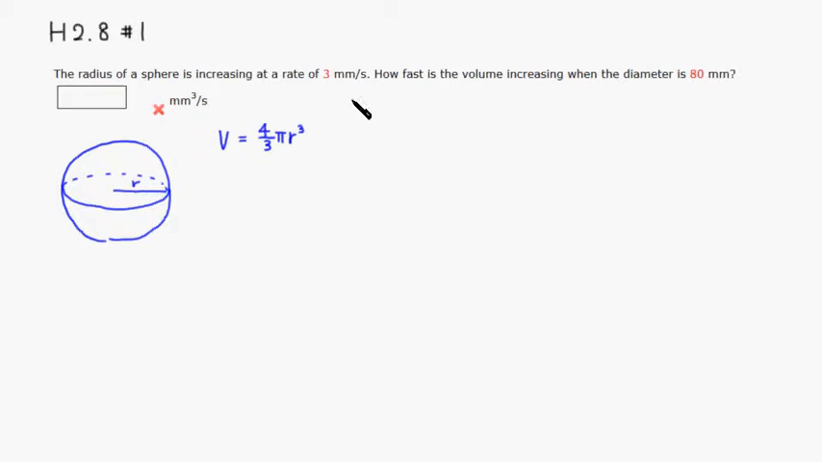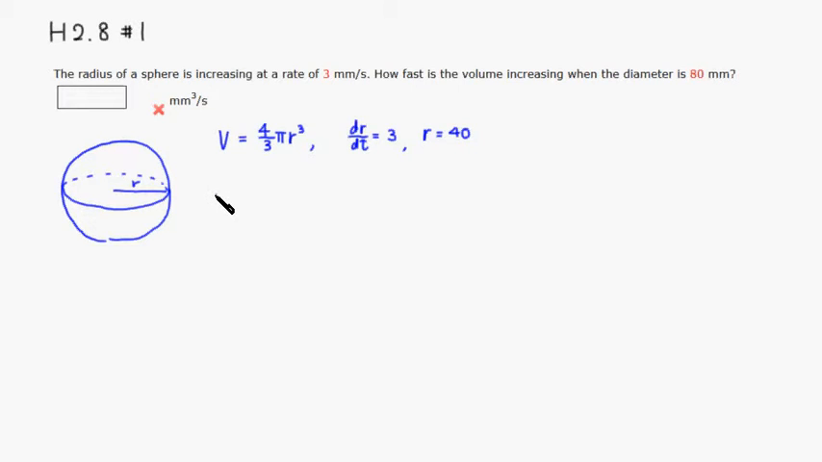And what's given is, let's see, the radius of the sphere is increasing, so we know that dr over dt, the rate of change of the radius, is 3 millimeters per second. And what else? When the diameter is 80, which means that the radius at that point is 40, because half of that would be the radius. Alright, so let's find the rate of change of the volume.